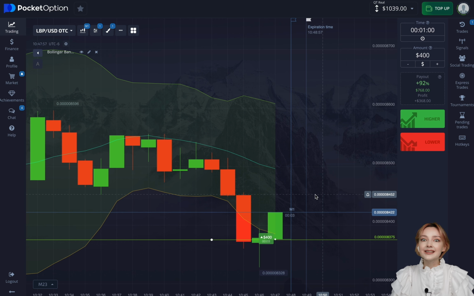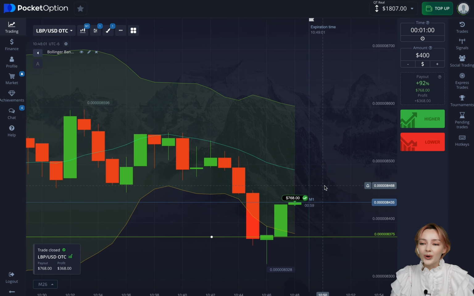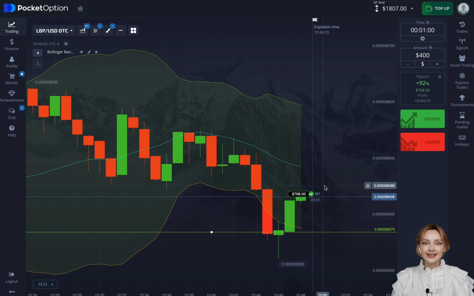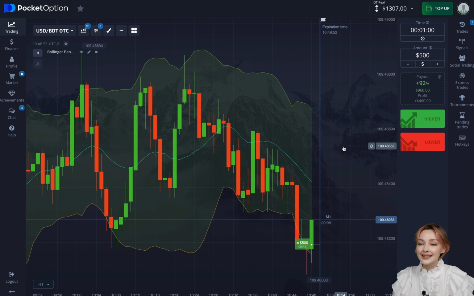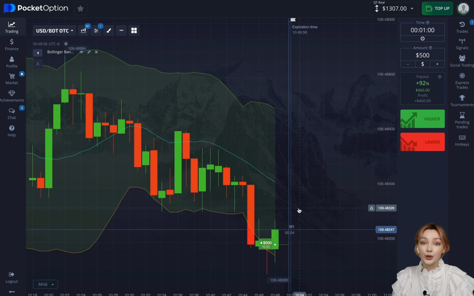And just look at it. The next candle ends up rising and we're once again getting a profit. Isn't it wonderful? So the next deal is right here, and I've got one more valuable piece of advice for you guys.